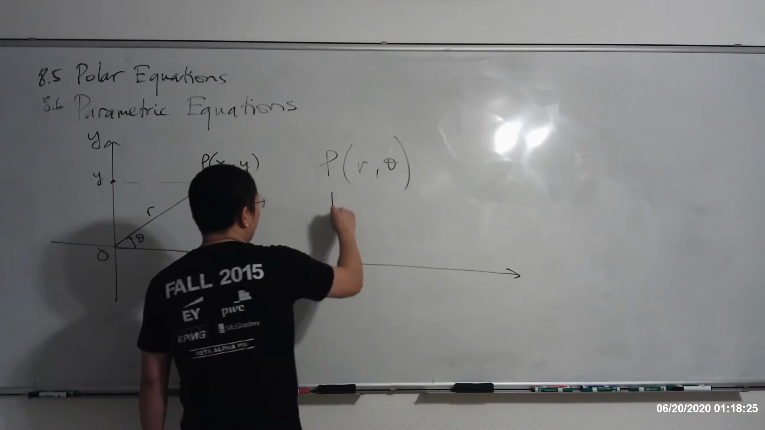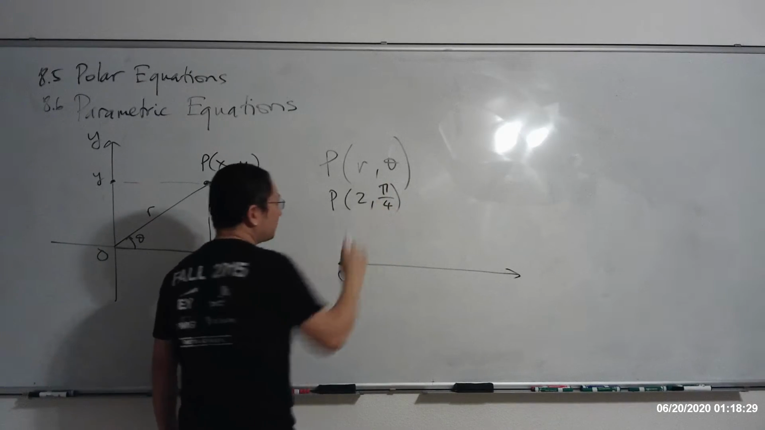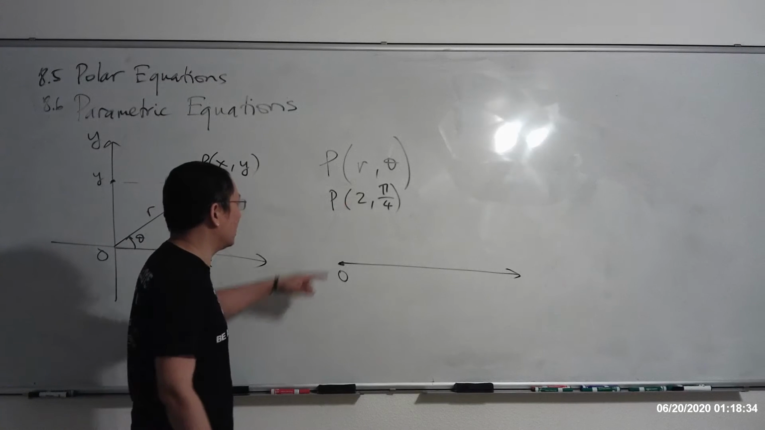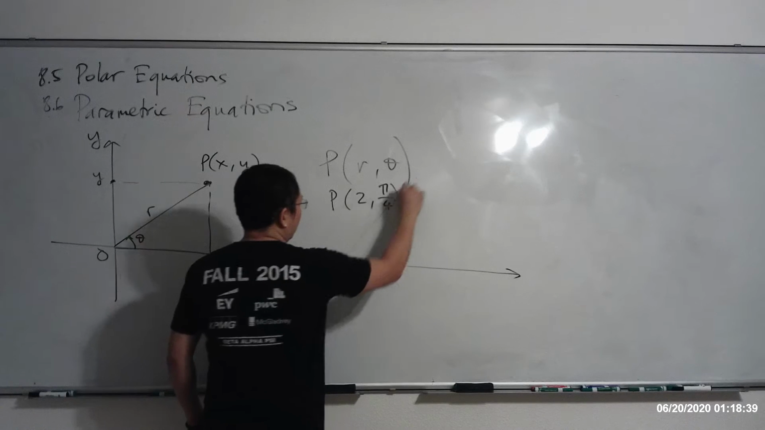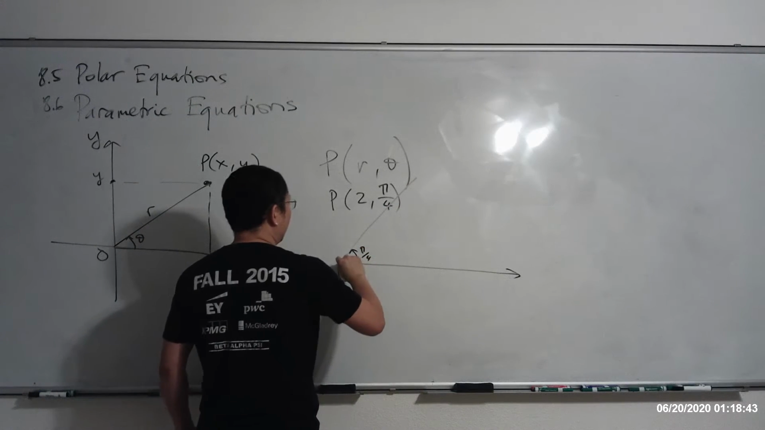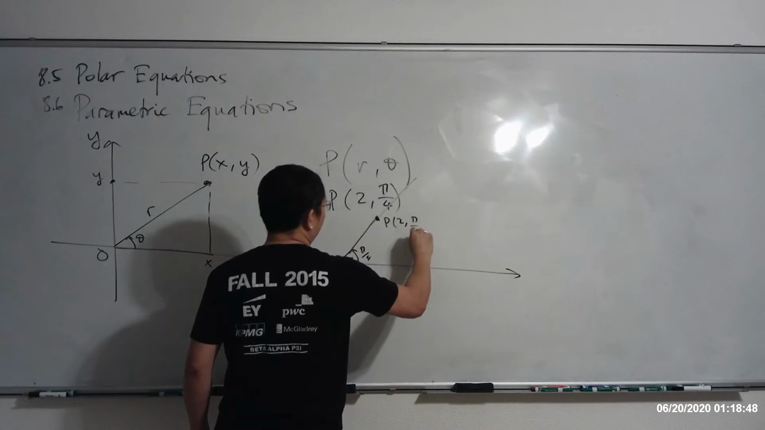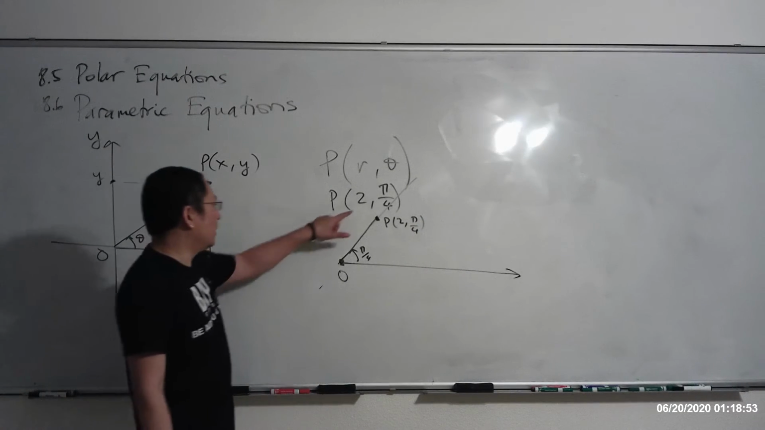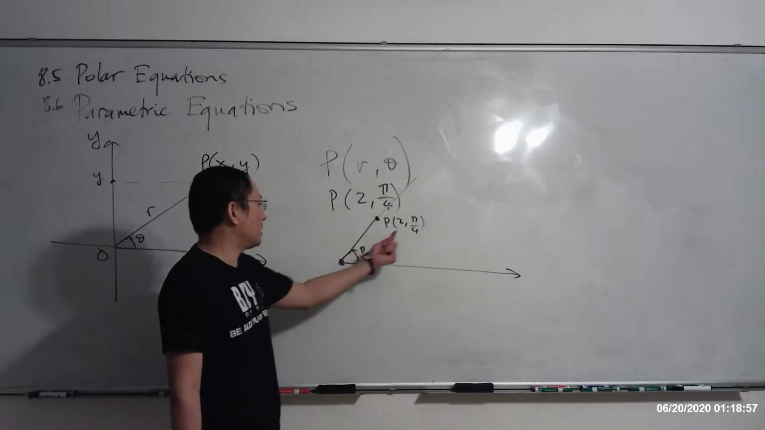Say you have a point P of (2, pi over 4). You know that pi over 4 means 45 degrees, and 2 is the radius. So the angle is 45 degrees. This is 45 degrees, so theta right here is pi over 4, and from the origin this is 2 units. So point P is (2, pi over 4). At first we're thinking of a positive distance and a positive angle, and of course later on you can extend the concept to a negative angle.